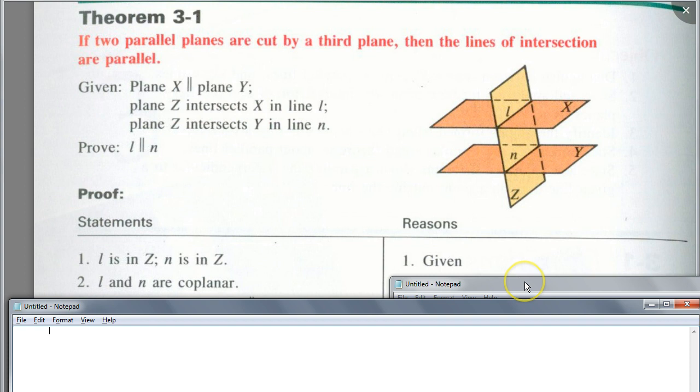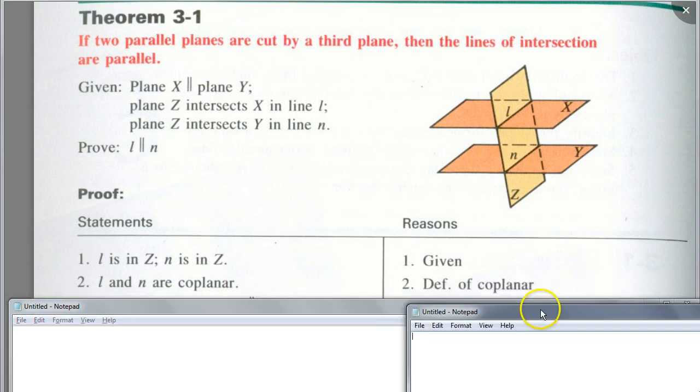How many put that, by the way? Okay, very good. Katie, what do you think the reason is? Definition of coplanar is correct. It sort of comes from the first step too, doesn't it? We said that L is in Z, N is in Z. Now we can say L and N are coplanar because of the definition of coplanar. Definition of coplanar means they're in the same plane. That's what we just said. So this shows the first part of L and N being parallel, correct? That L and N are coplanar.